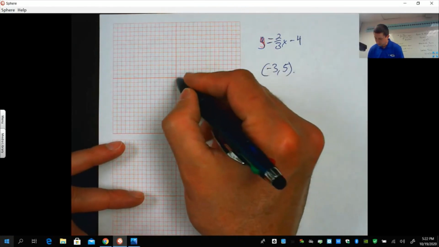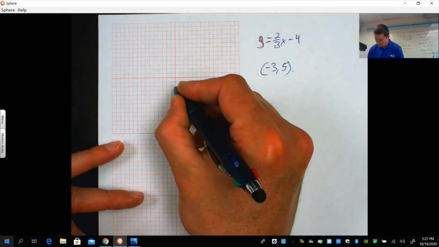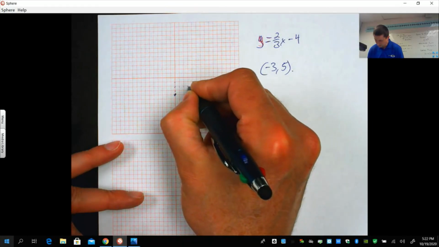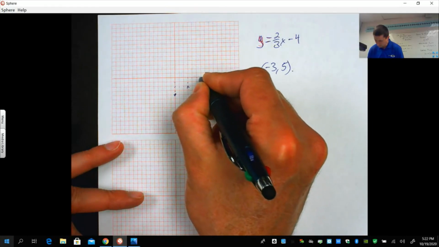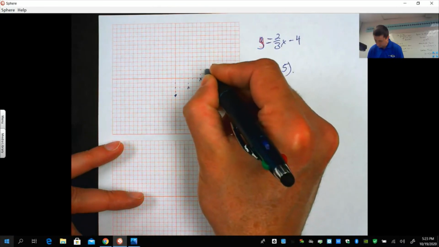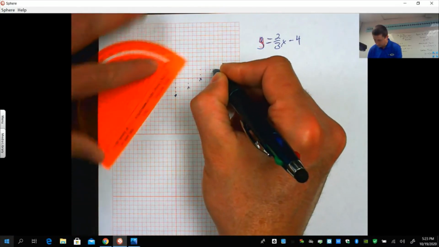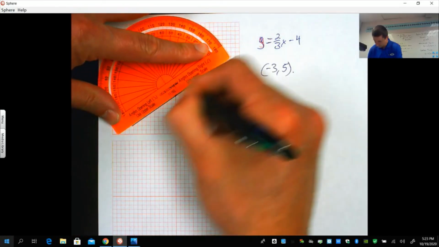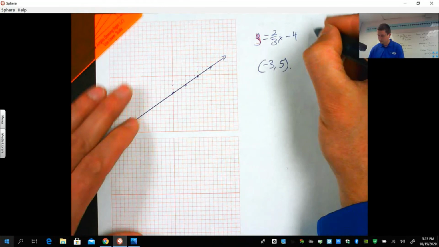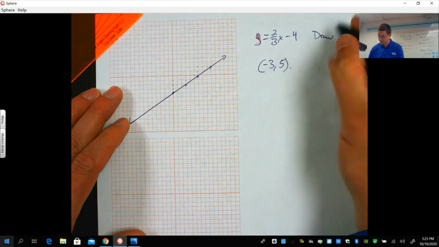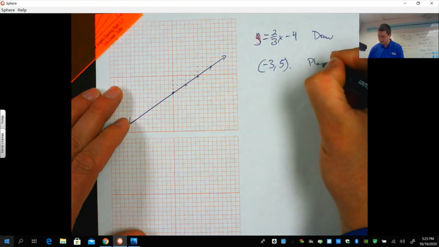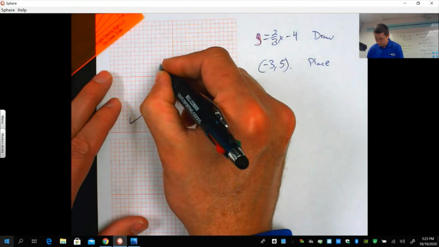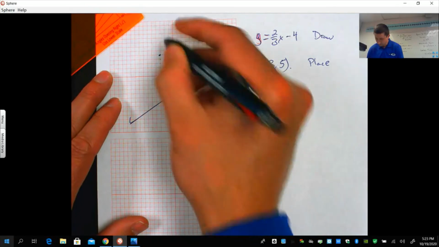So I'm going to draw that line, up 2 over 3, 2 over 3, 2 over 3. So I'm drawing the line first. So we draw that. We want to place that point. So negative 3, 5. 1, 2, 3, 4, 5. I don't know how this is going to work. Let's call that point A.